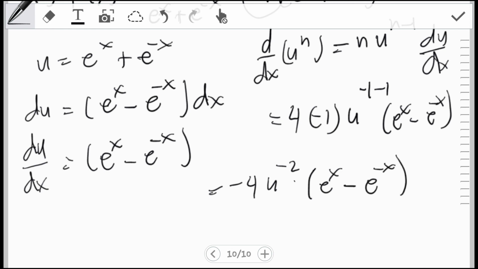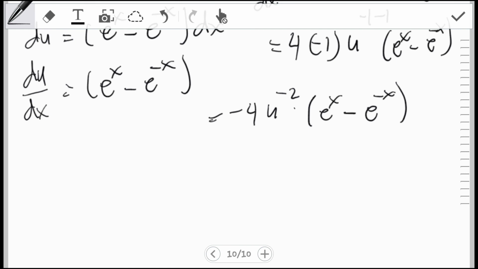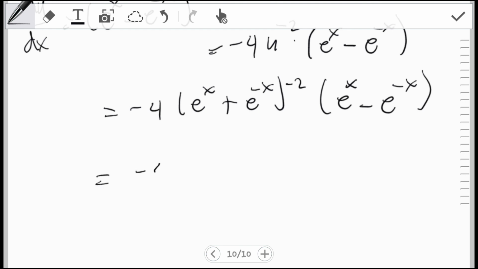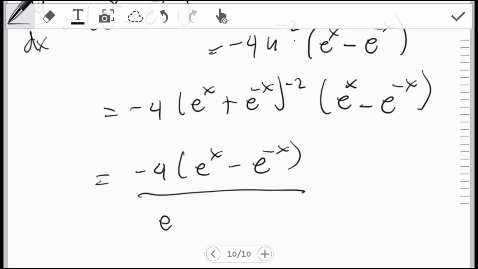Then substitute the equivalent u, which is negative 4, then the quantity of e to the power x plus e to the power negative x to the power negative 2, times e to the power x minus e to the power negative x, or negative 4 times the quantity of e to the power x minus e to the power negative x over e to the power x plus e to the power negative x. And that is the final answer.